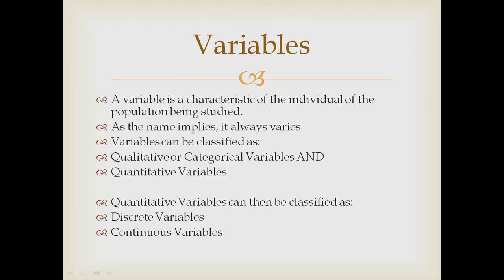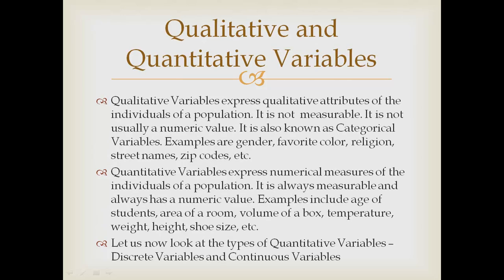So, of course, when you look at the individuals of a population, the characteristic of the individual is what we call a variable. And the name implies it always varies. Now, variables can be classified as qualitative or categorical variables, and also quantitative variables. Then we can also further classify quantitative variables as discrete variables and continuous variables. So let's look at them now.